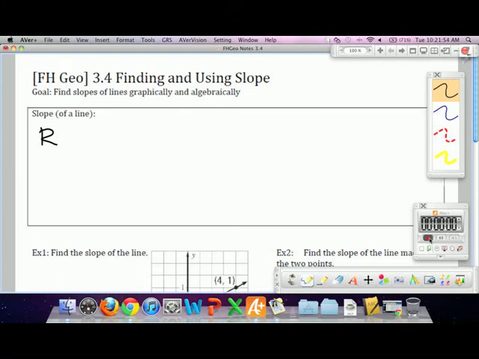Slope is rise over run is one very popular thing. Okay, Dimitri, what's the second one? Well, I know there's something with y equals mx plus b, and I know that m is the slope. Okay, I'm going to jot that over here in the corner.